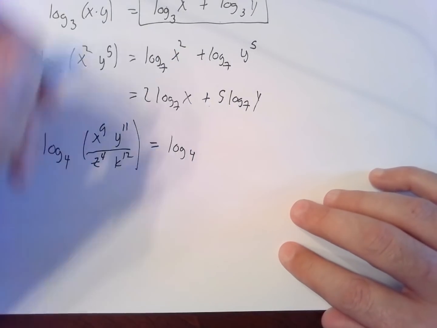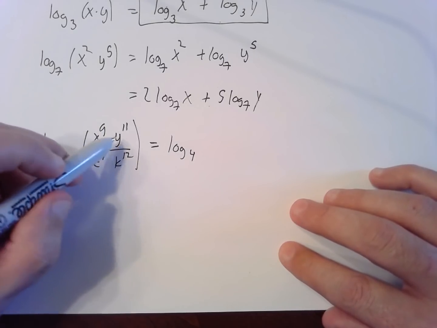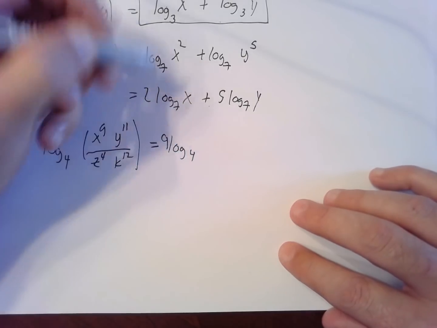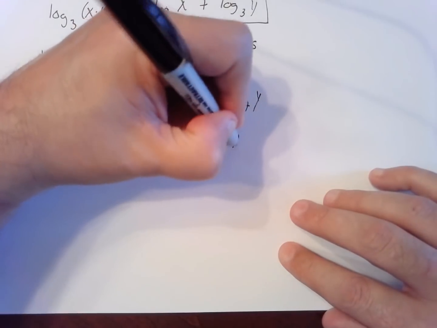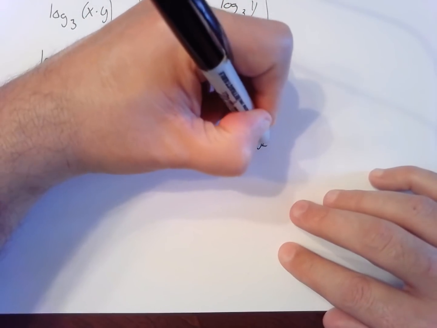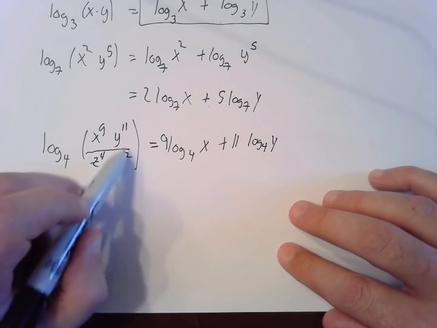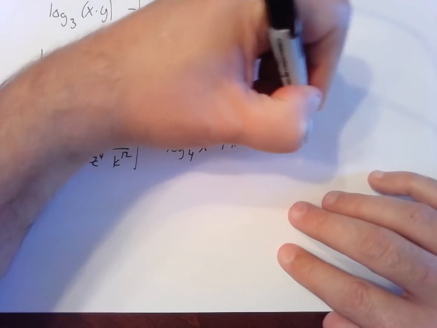Log base 4. I'm going to get an x to the 9th plus a y to the 11th. I'm going to go ahead and bring that 9 out and make this 9 log base 4 of x. Same with the y, 11 log base 4 of y. The powers come down front. The guys on top get to stay positive. The ones on the bottom end up negative.